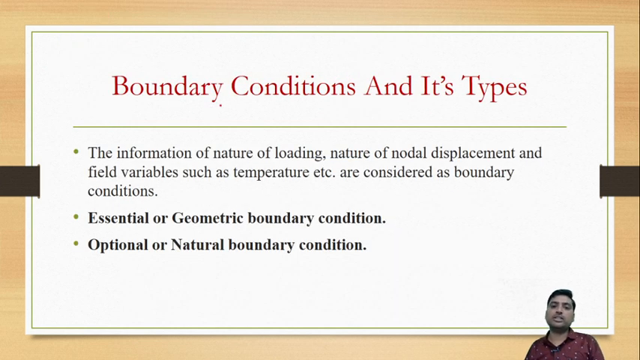Now coming to boundary condition and its type. So the information of nature of loading, nature of nodal displacement, field variables such as temperature, etc. comes under this boundary condition. Means what is the load at that point, at that node, what is the displacement at that node, what is the temperature at that node. These things are nothing but boundary condition. So there are two types of boundary condition: essential or geometric boundary condition, or optional or natural boundary condition.